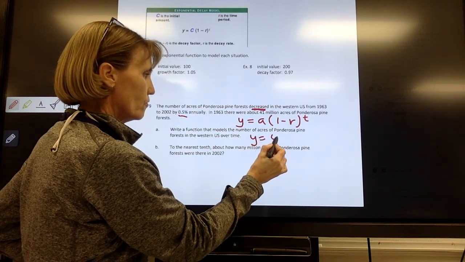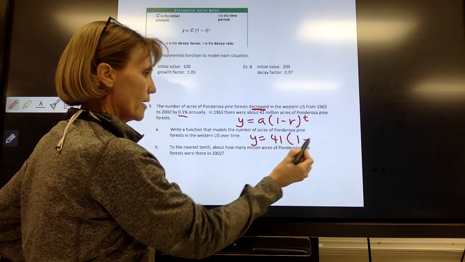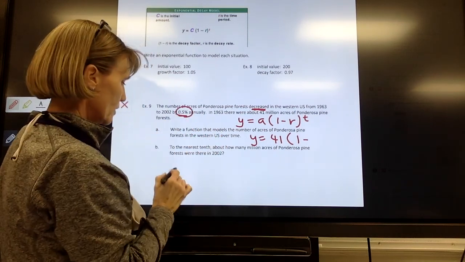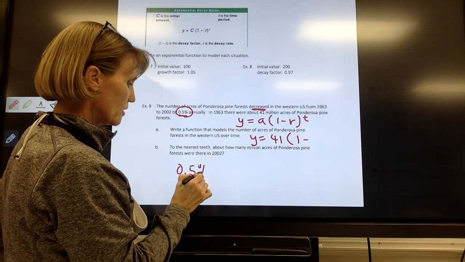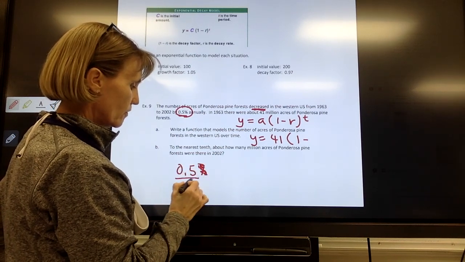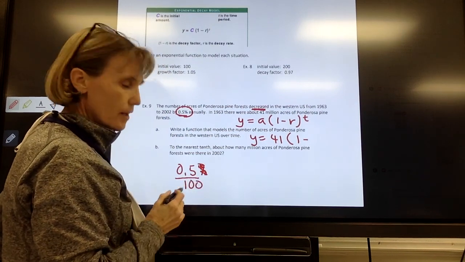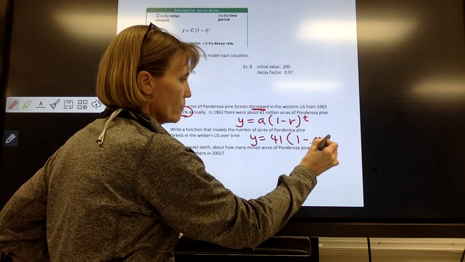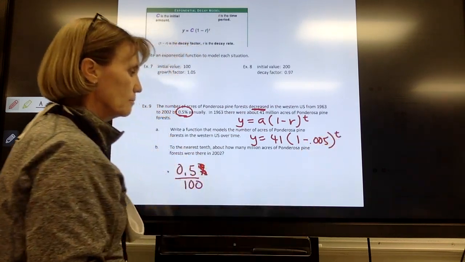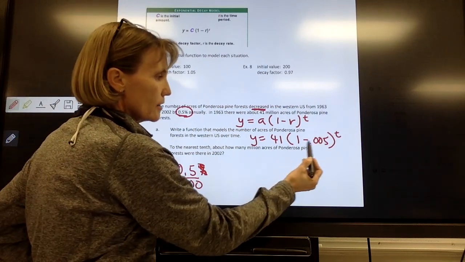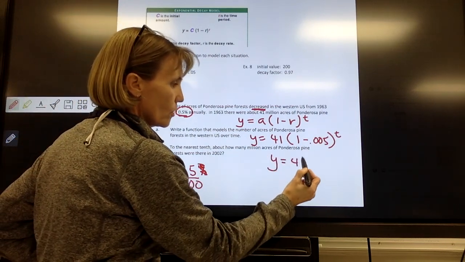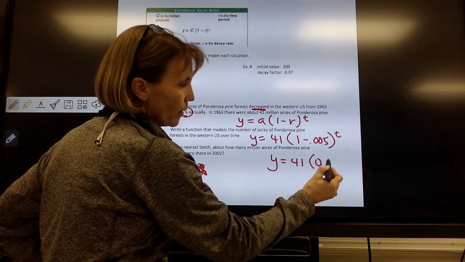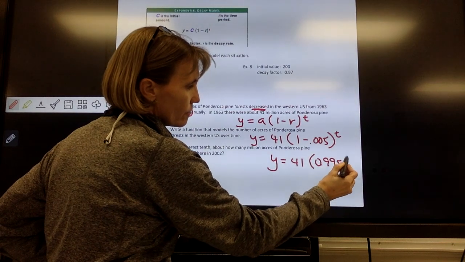So my function would be 41 million times 1 minus. Now keep in mind we have to take that percent and change it to a decimal. So we take that 0.5%, and to get rid of the percent sign, we have to divide it by 100. When you divide that number by 100, that decimal point moves over 2 places. It's going to be 0.005, and we're going to raise it to the power of T. I would subtract this, so Y equals 41 times 1 minus 0.005, which would be 0.995, raised to the T.